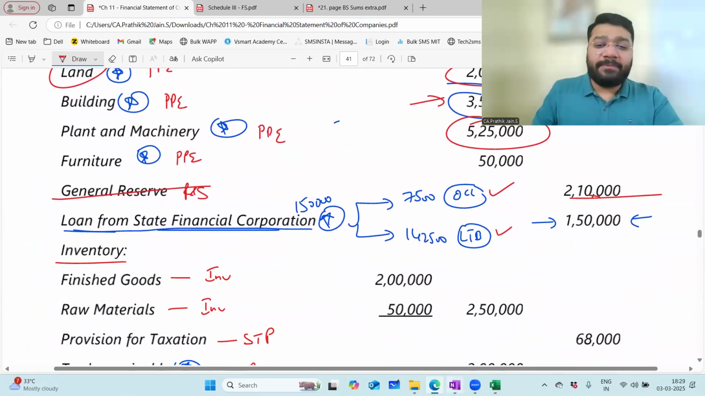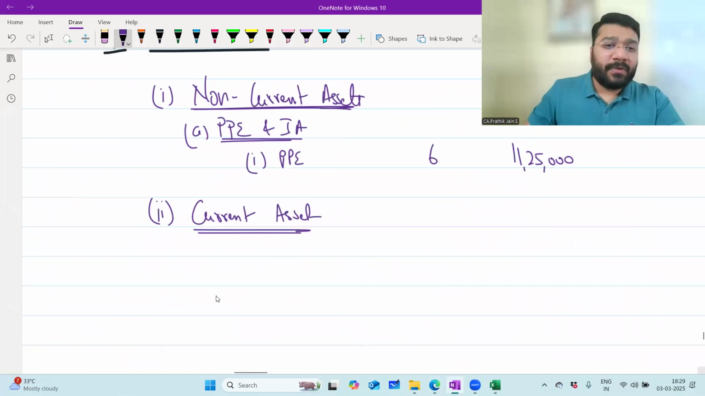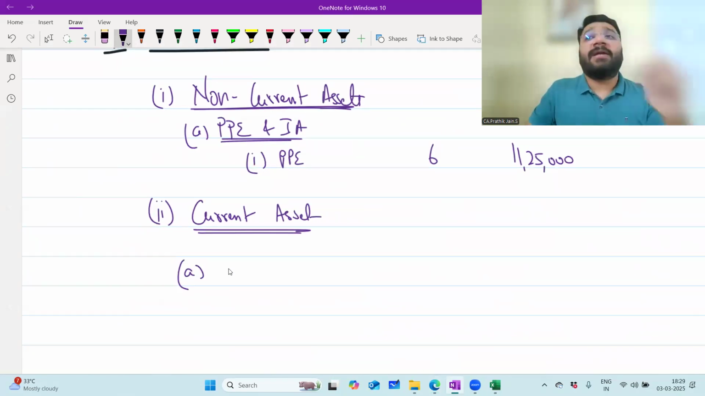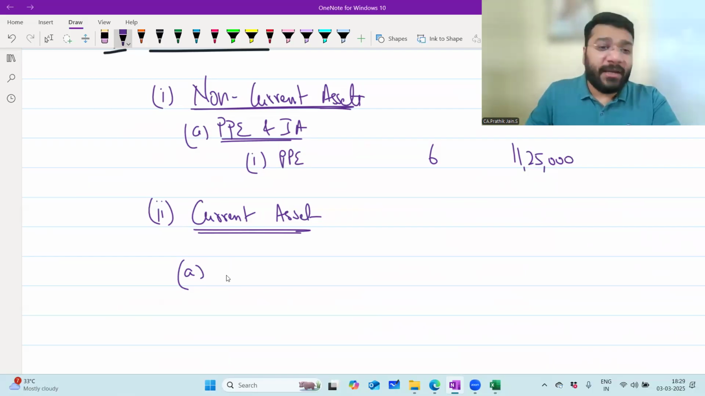Okay, what is the first item? Current investment. You have to go in the same order. You cannot change. Current investment. Do we have current investment here? No. Leave it. Next. Inventory. Inventory is the second item. Check with the balance sheet format. Yes, sir. Second item is inventory. Okay.